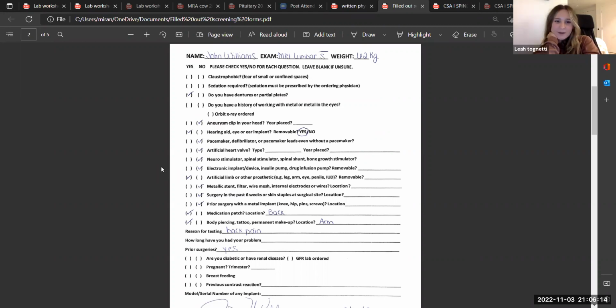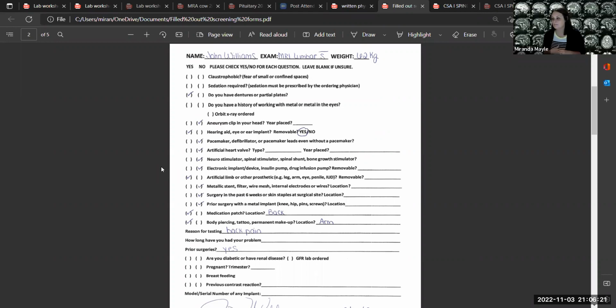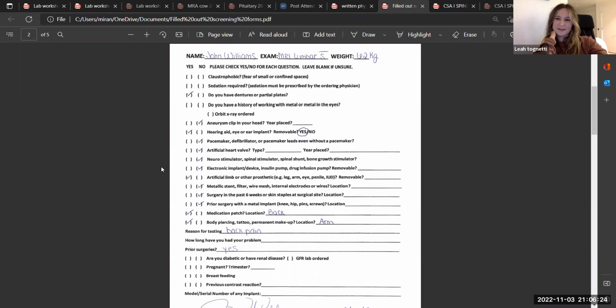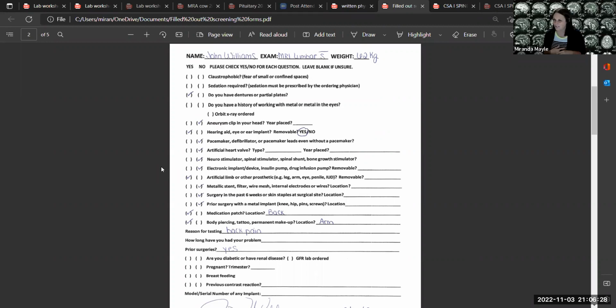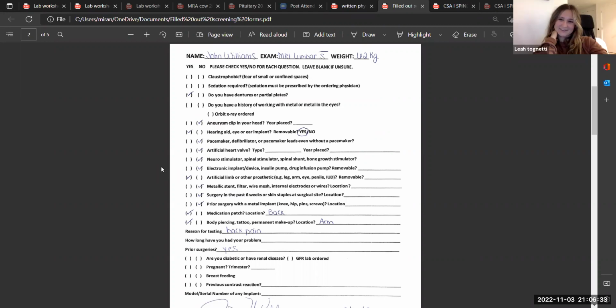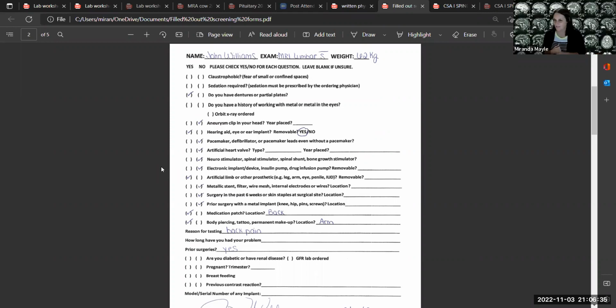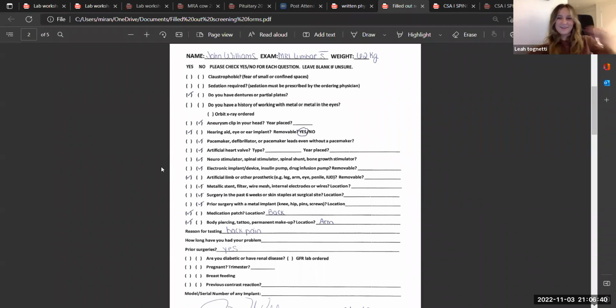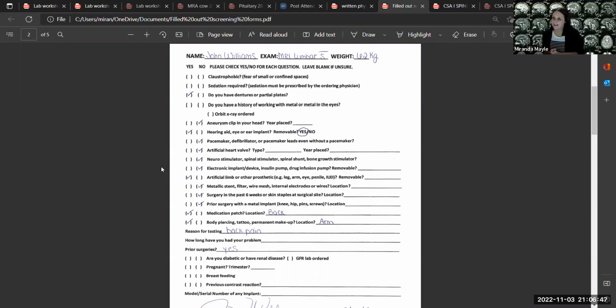You marked yes for a medication patch. Where is it and what kind of medication is it? It's on my back and it's fentanyl. How long can you go without it? I really prefer not to take it off. They're expensive. Is it clear or is it? I don't know. Well, I would have to look at it and make sure it doesn't have any metal pieces in it because that's not safe.